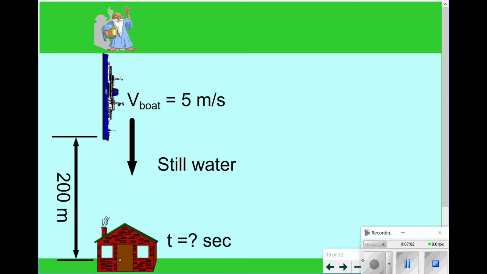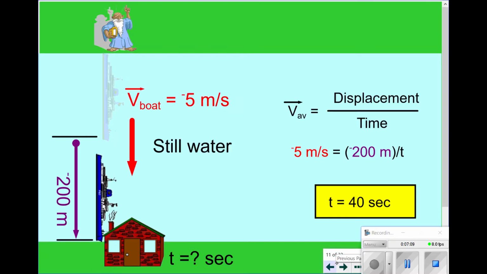Well, this is very similar to the very first question where I was going across the x-axis. This is solved exactly the same way. The only minor difference is that the displacement, since I'm going down, is negative, and my velocity, since it's also going along the negative y-axis, is negative. So negative 5 meters per second equals negative 200 meters over the time, which gives me a positive time of 40 seconds. Every time we solve for time, we should always come up with a positive answer.